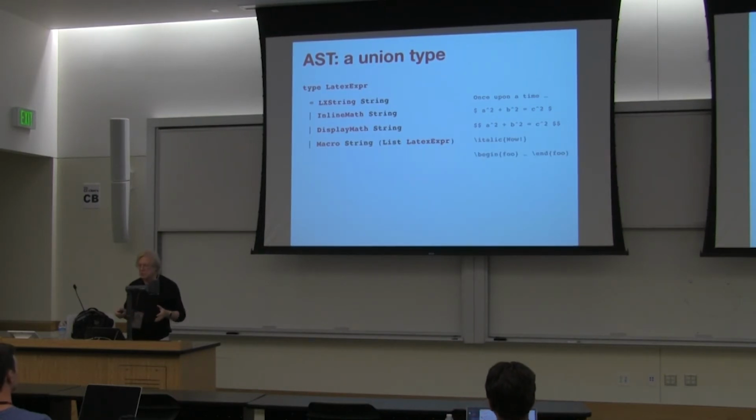The next one, which is the most fun of all, are environments. So, you might have \begin{theorem}, blah, blah, blah. The blah, blah, blah is the body of the environment, and then followed by \end{theorem}. And that's captured by this part of the type. Environment, string. The string captures the environment name, and then LaTeX expression, which has to be further elaborated, captures the body.